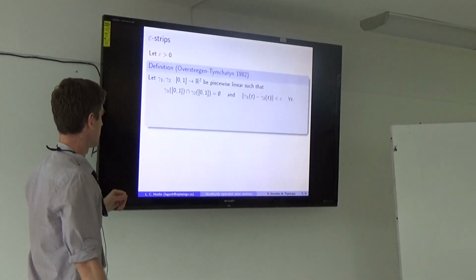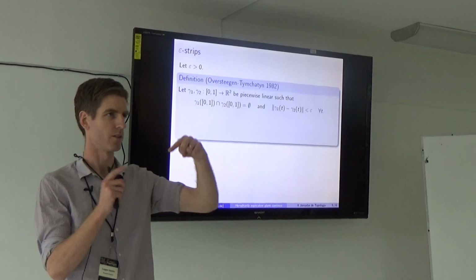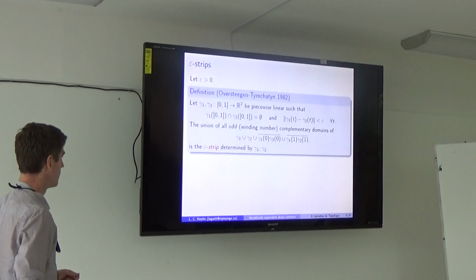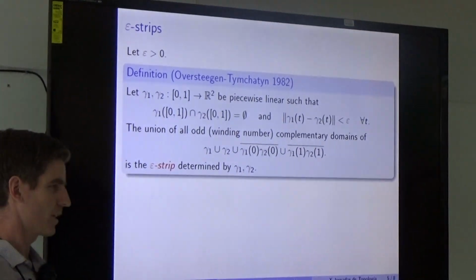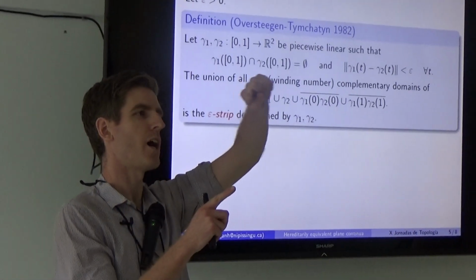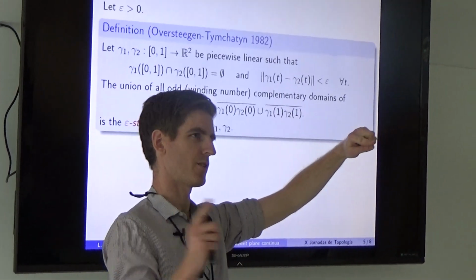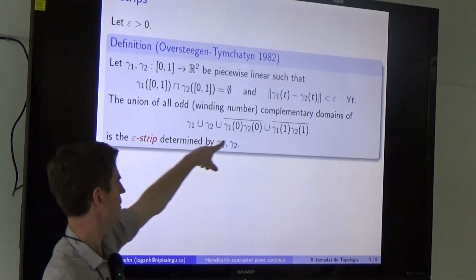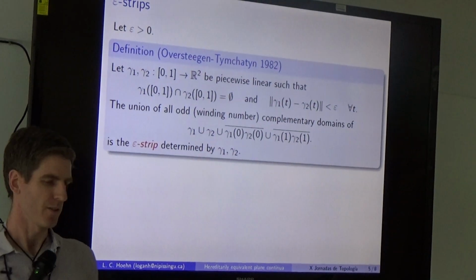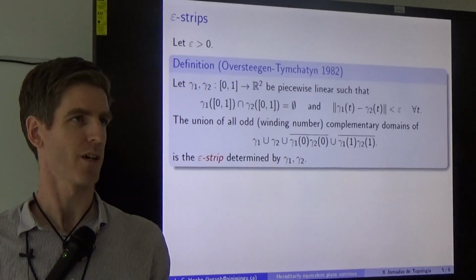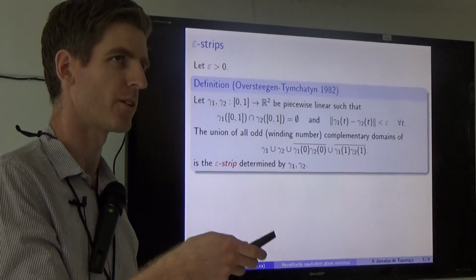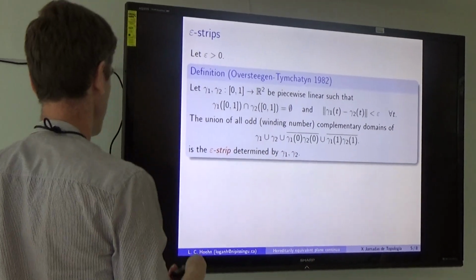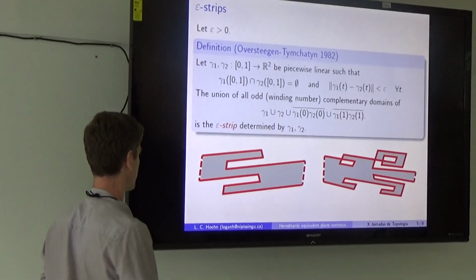And for simplicity, let's assume that they're piecewise linear. That just means the paths consist of finitely many straight line segments. Then if we take gamma 1 as the top side, gamma 2 as the bottom, and join the two ends by straight lines, we get a closed curve like this. And we can look at the regions of the plane which are encapsulated by that curve, the complementary domains to the curve which have odd winding number.